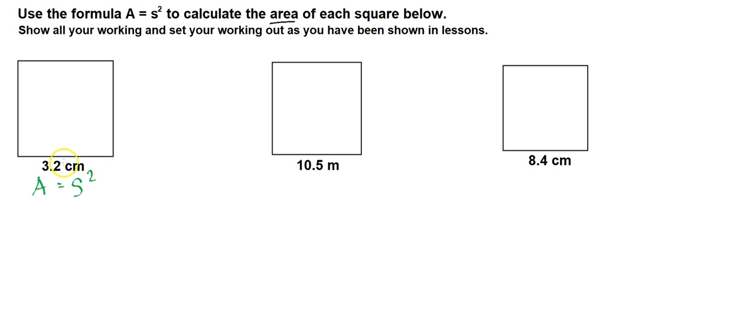We don't know what the area is, so let's rewrite this. The area is going to equal s squared. Now we do know what s is. S is the side. We're given the side, which is 3.2 centimeters. So we can write that down, 3.2, and we square it. So what does that mean? It means we multiply 3.2 by 3.2.